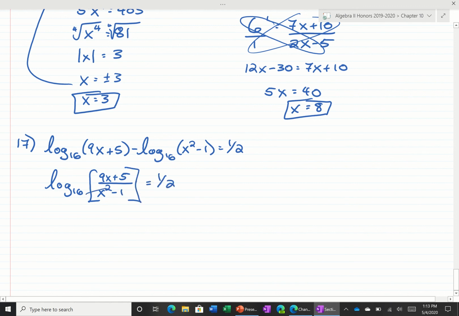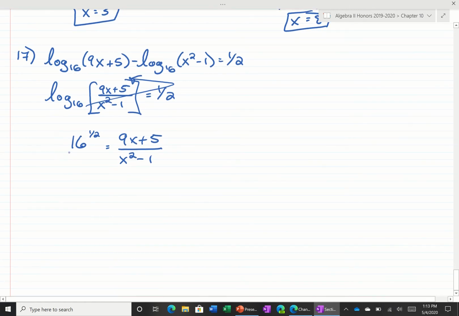And we could use the translation property here to get rid of log. 16 to the 1/2 power is equal to (9x + 5)/(x² − 1). Put this over 1. 9x + 5 times 1, cross multiply, would be 9x + 5. 16 to the 1/2 is just 4. The square root of 16 is 4. 4 times (x² − 1) would be 4x² − 4.